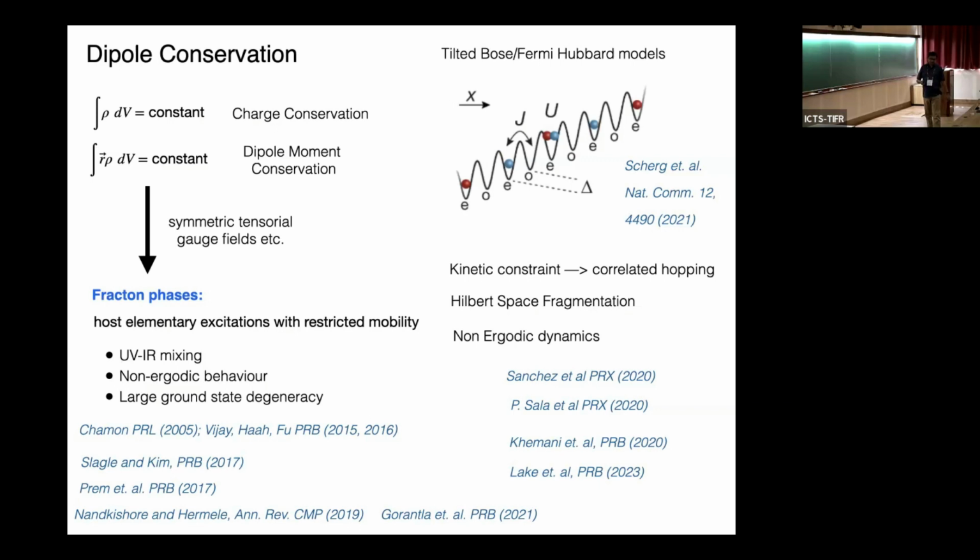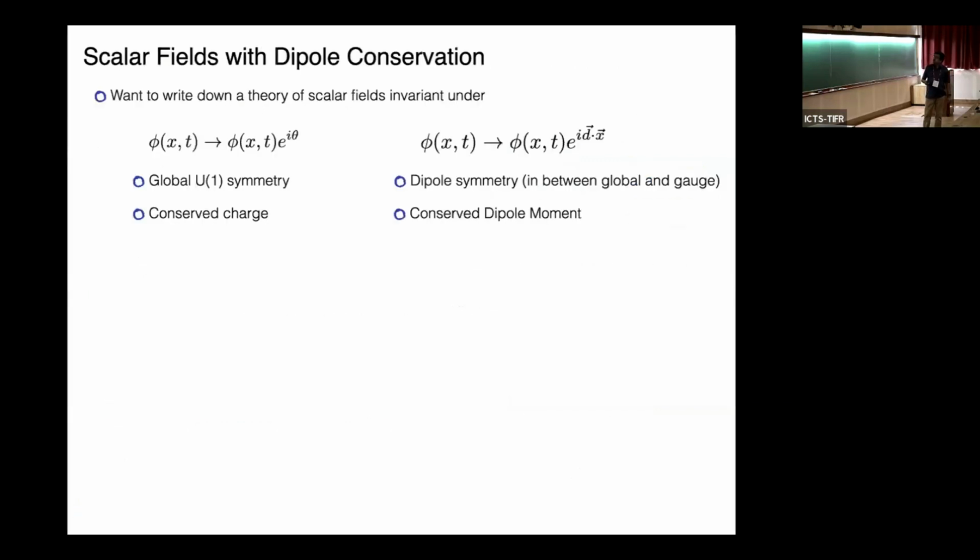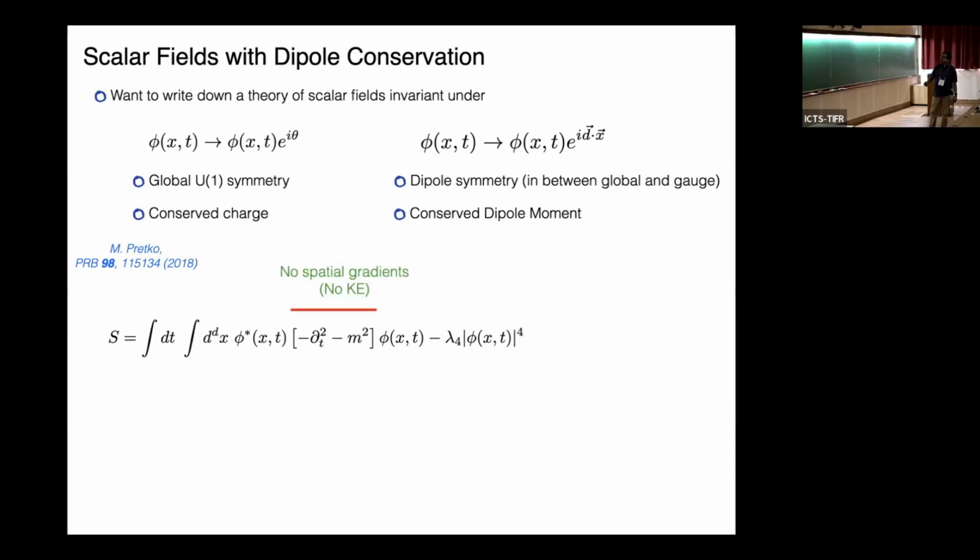But we are going to study something much simpler. Our question is: let's take a scalar field with dipole conservation. We want to write down a field which has a U(1), a conserved charge, and is also symmetric under e^{i d·x}, because that will give you a conserved dipole moment. This was written down by Pretko in 2018. A simple theory for that: you just have a scalar field theory with a phi-4 term.